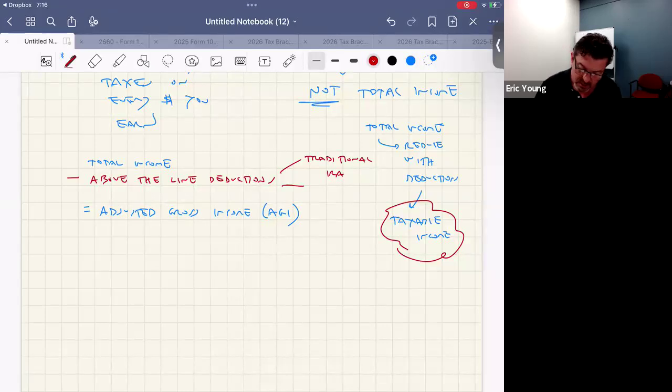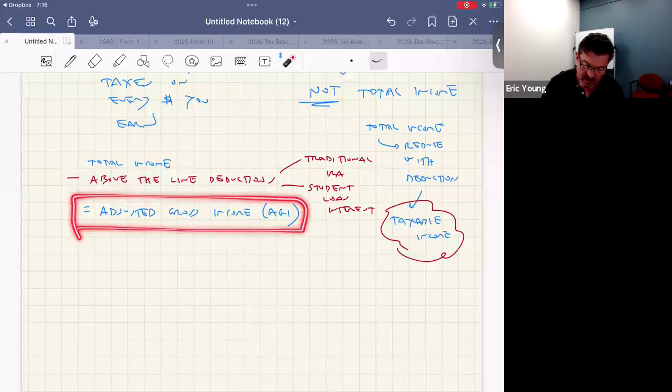Another one, student loan interest. You may have heard people say things like, oh, I got a deduction for my student loans. You say, well, what's the causal mechanism? How does that lead to that? Well, now you know. The interest that you pay on your student loans is an above the line deduction, and your total income minus those deductions is your AGI.